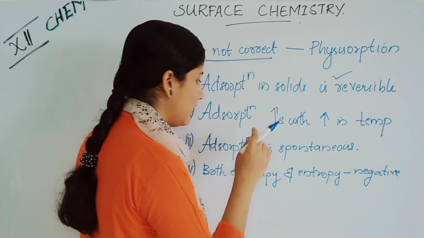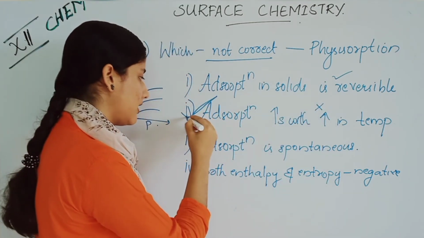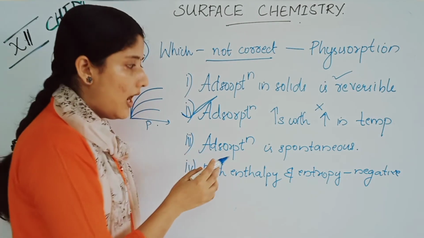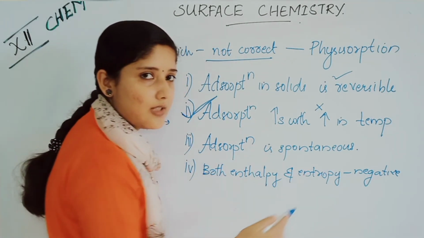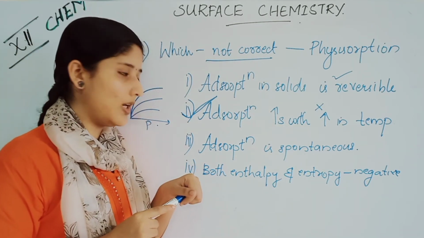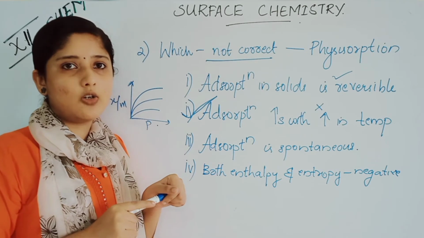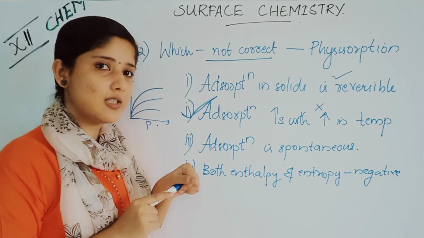This is the wrong statement. This is not a correct statement. Let's look at the next statement. Adsorption is spontaneous. It is correct. Both enthalpy and entropy are negative. That we already studied. It is an exothermic process, so enthalpy will be negative. And in the case of entropy, after the adsorption, entropy decreases because disorderness decreases.